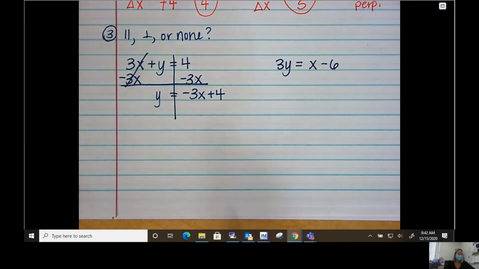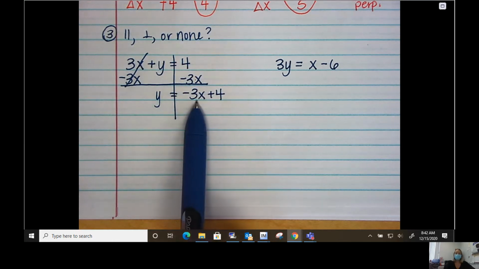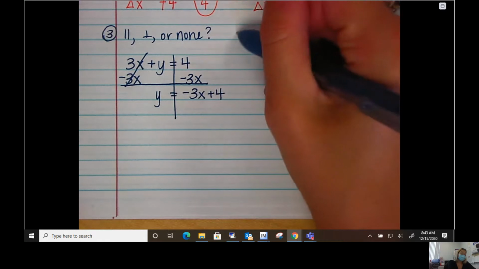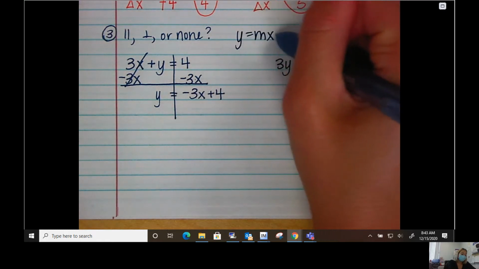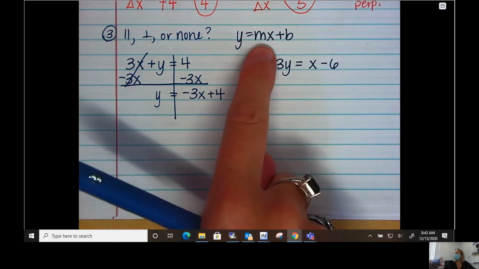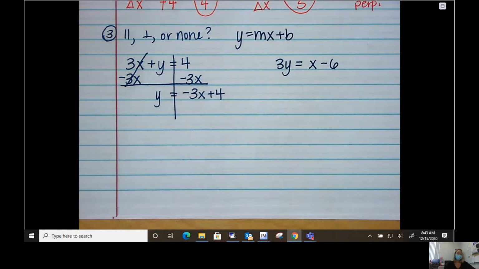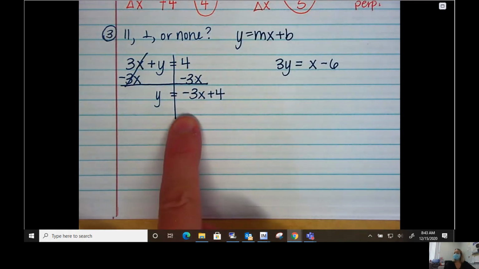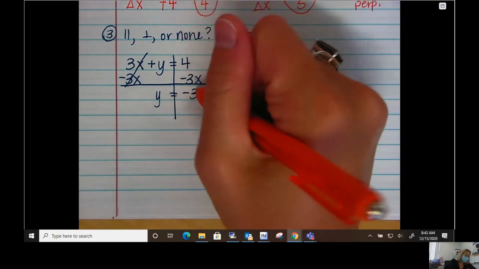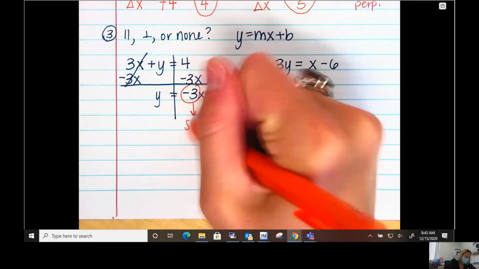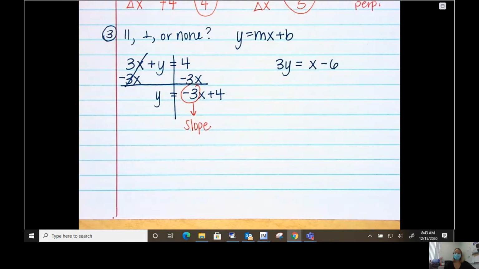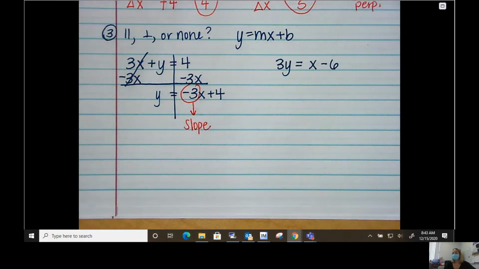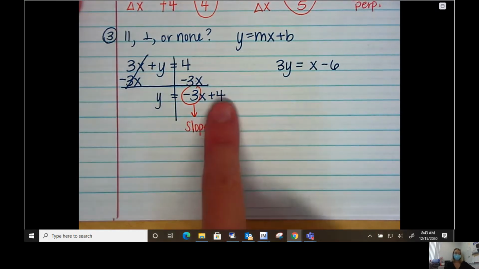And then again, Mitchell, why did you put the 3x first? Yeah, the form is y equals mx plus b. I want it to look like this with my x value first. What is the slope of this first equation? -3. This is your slope. All right, that's all we're looking for is the slope. I don't really care about this part over here.